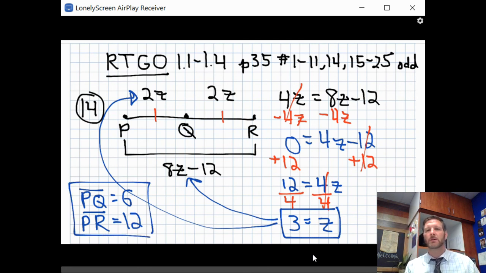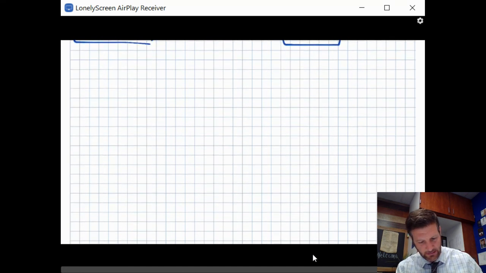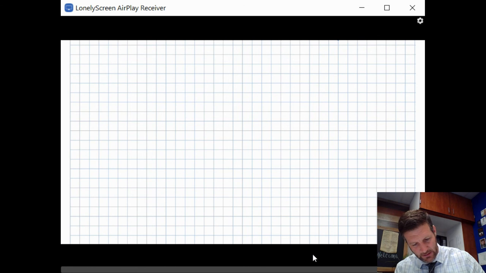Okay, so there's your typical solving for segments problem using midpoint, which again is important because it divides a segment into 2 equal halves, which is then your clue to setting up the right equation. Okay, let's move on to, we're going to do number 19.